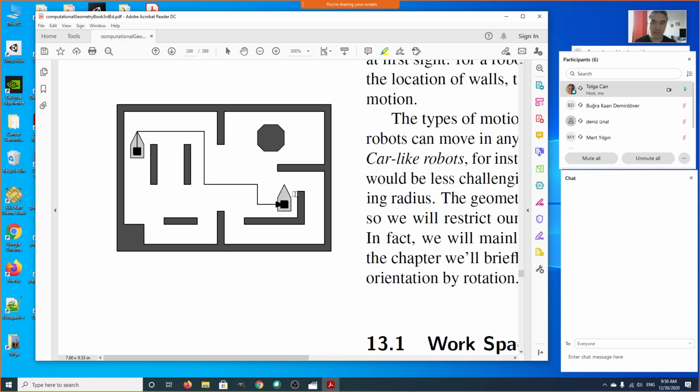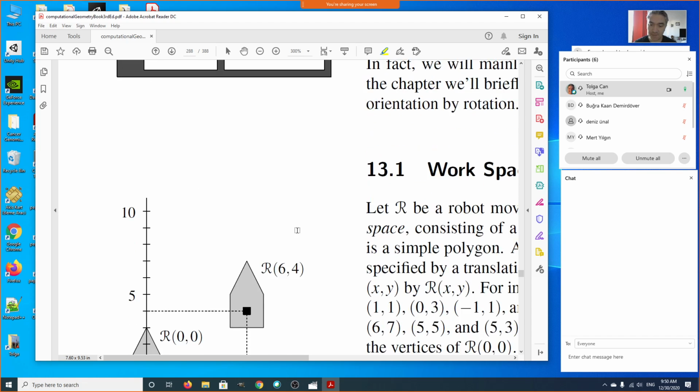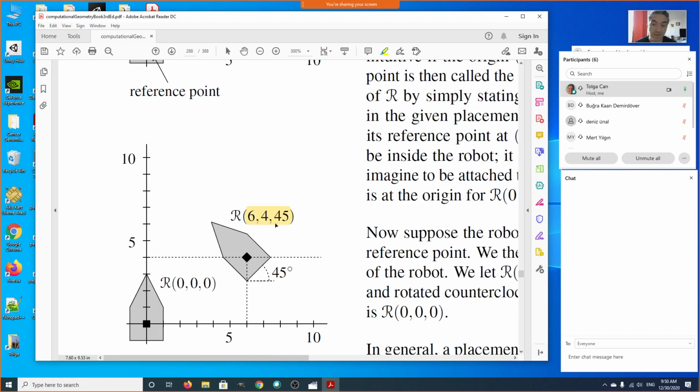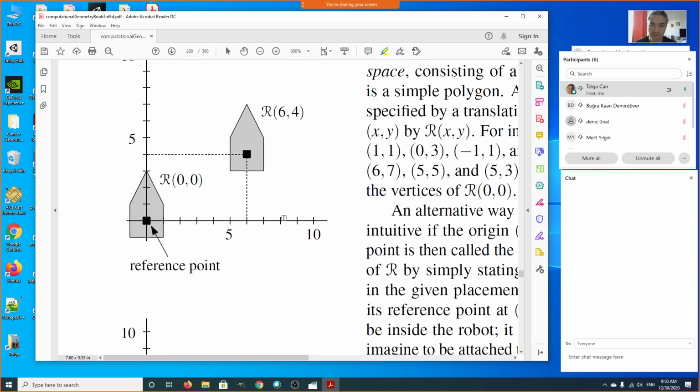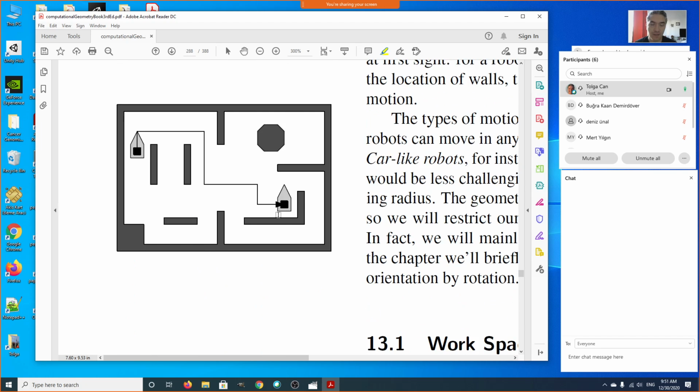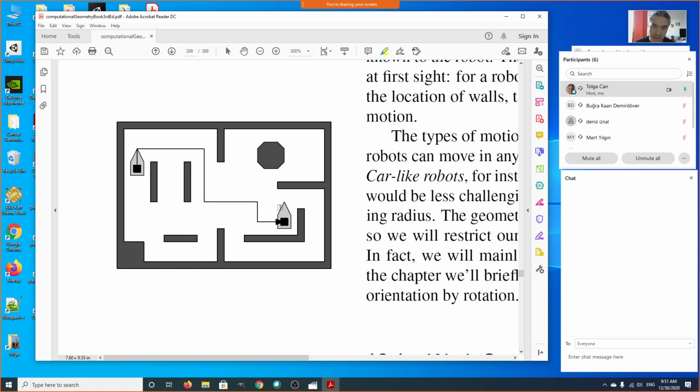We can have any position. What I mean is that these values here, 6, 4, 45, can be any real number. So these are continuous. The configuration space is continuous. This can be any angle, a floating point number here. But when we are planning, we will give the robot a discrete sequence of instructions, and therefore the path that we planned will be a piecewise linear curve in the configuration space.